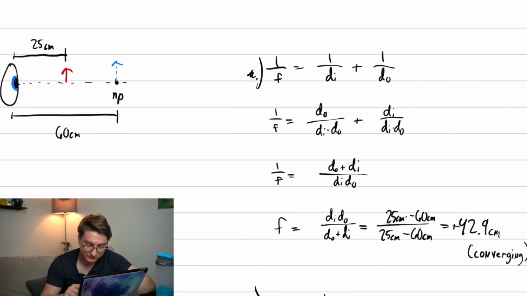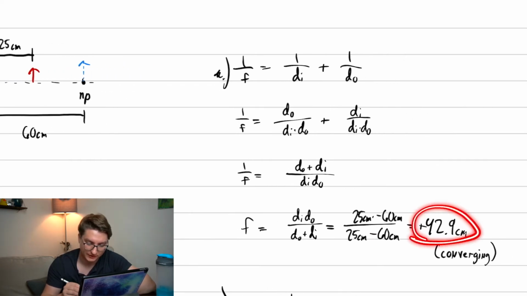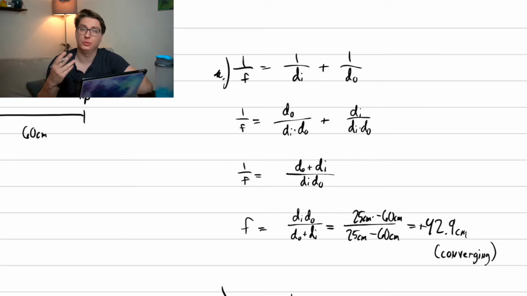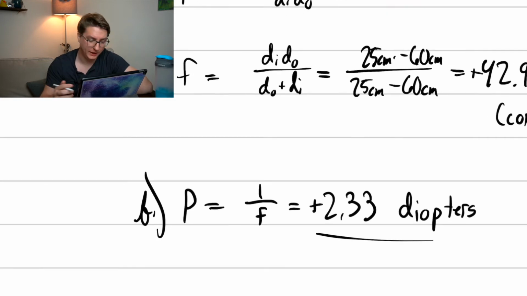So when we do that, we find that we get a focal length of plus 42.9 centimeters. Since it's positive, it has to be a converging lens. Converging lenses look kind of oval-like. They take light and focus it to a point. That's what we're talking about here. Okay, so what does this have to do with prescriptions? We can actually compute the power by doing 1 over the focal length.